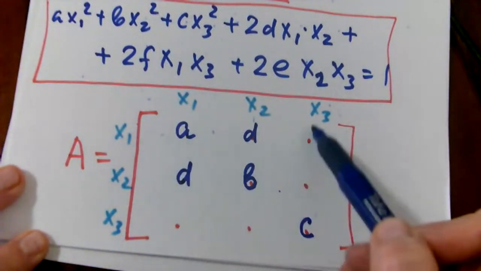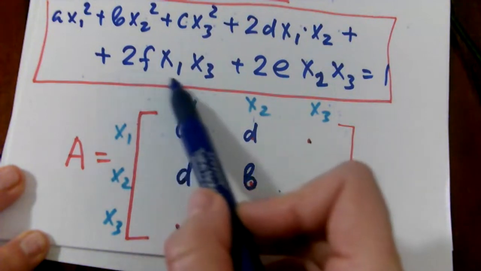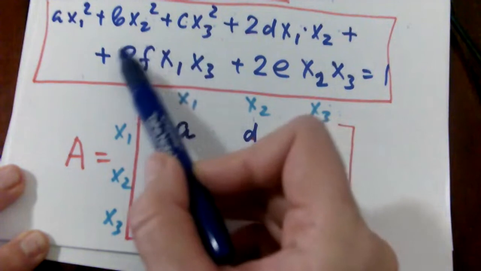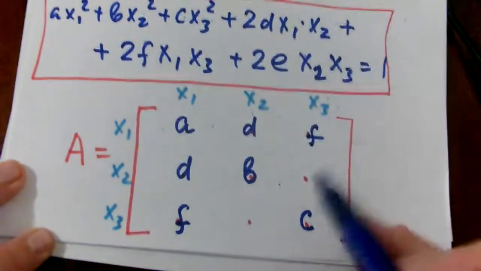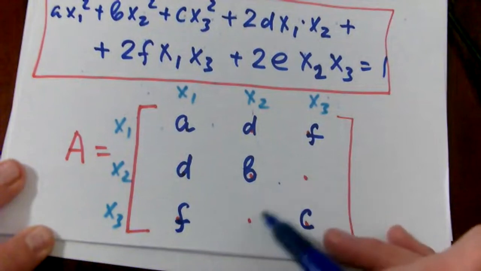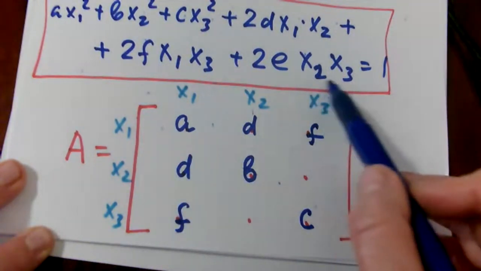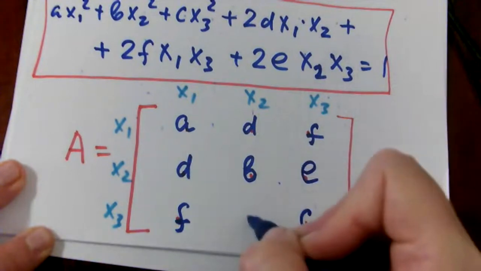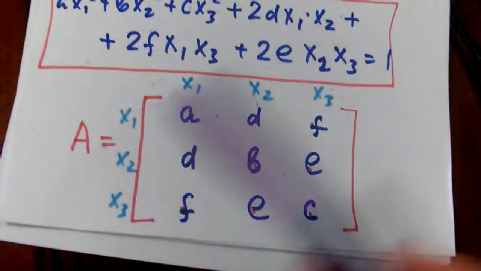So let's move to this position. It corresponds to x1, x3, as well as this position, by the way. So we need to find the term with x1, x3, and see this coefficient, f. And finally, these two guys both correspond to the term x2 times x3, which has coefficient e. So that's it. Very nice technique to write down your matrix correctly.